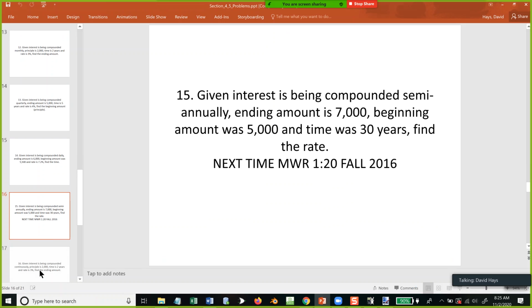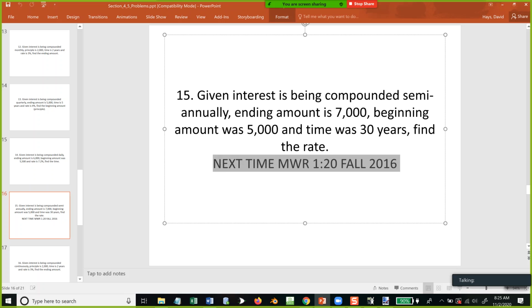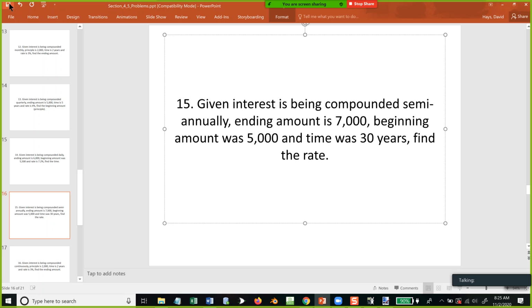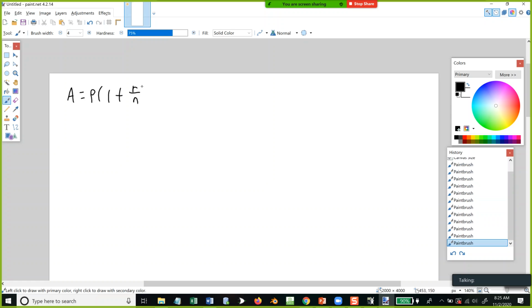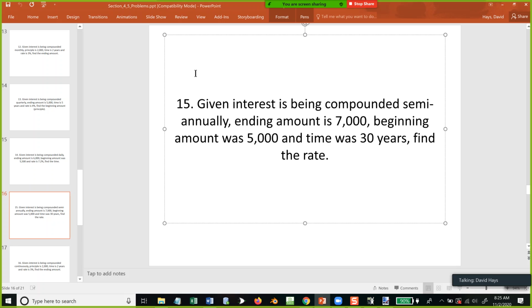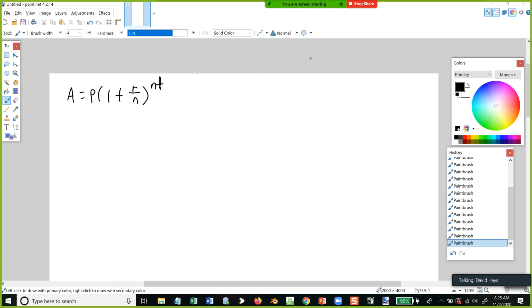Okay, number 15. I'm sitting there reading it, and nowhere does it say the word continuous. So that tells us which formula to use. And we'll write down everything that's given. Given interest being compounded semi-annually. Now, semi-annually is a weird one. It means n is equal to 2, twice a year.